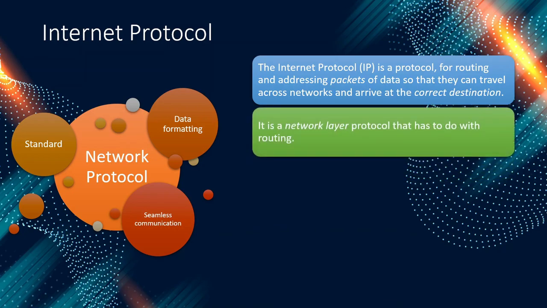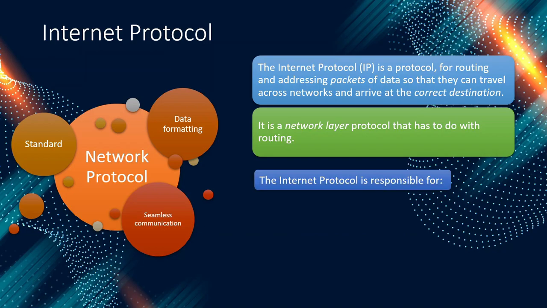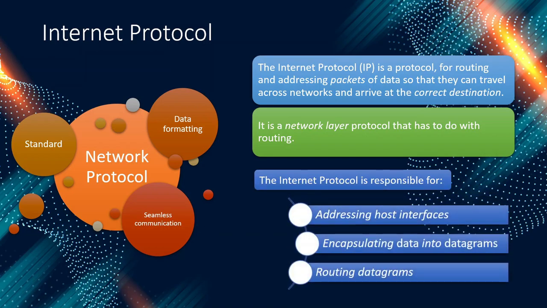Also, the network protocol works on the network layer of the networking model, be it the OSI or TCP/IP model. Now, the Internet Protocol is responsible for, firstly, addressing host interfaces, which means providing a unique address to all the host machines. Because without a unique address, it is difficult to know where data needs to be sent. Secondly, encapsulating data into datagrams. Just like a letter cannot be sent without an envelope, data cannot be sent in its original form over a network. So IP adds necessary headers to the data. Thirdly, routing datagrams. Routing datagrams is actually sending datagrams after the addressing and encapsulating part.